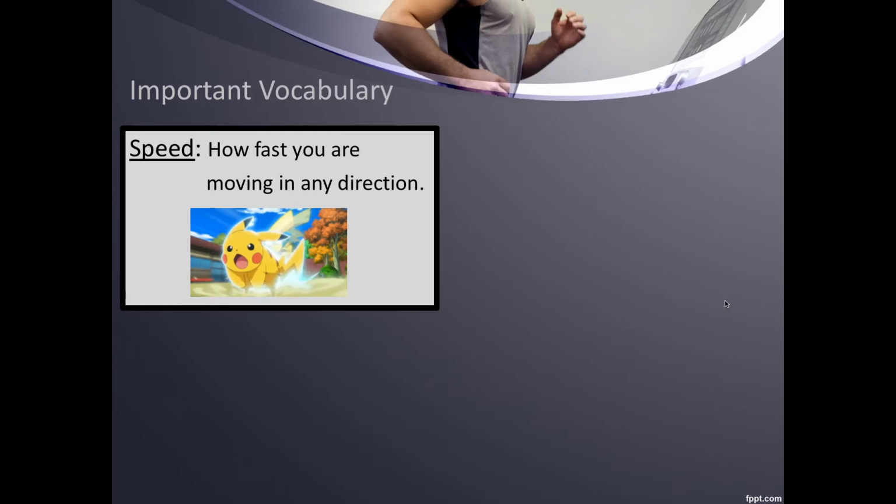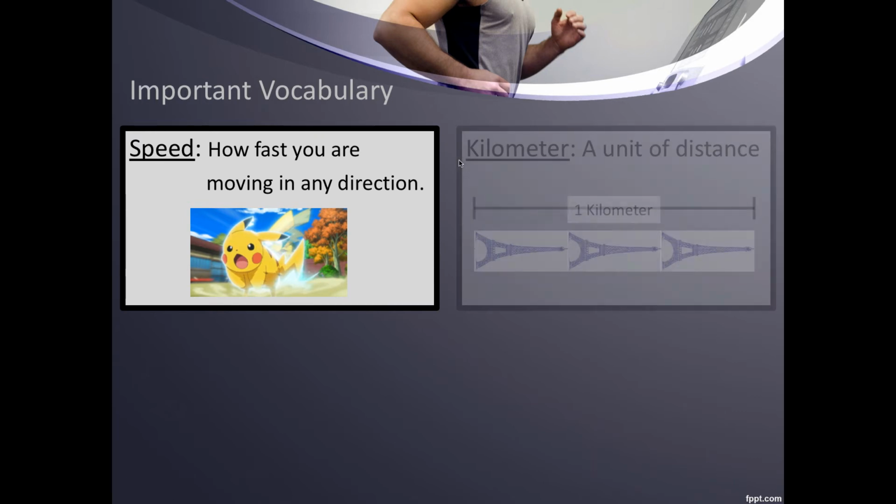So first off, we're going to start with important vocabulary. And the first one we have here is speed. What speed is, is how fast you are moving in any direction over a period of time. So it could be forwards or backwards, to the side, to the left, to the right. Speed is how fast you're going in any direction over a certain period of time.